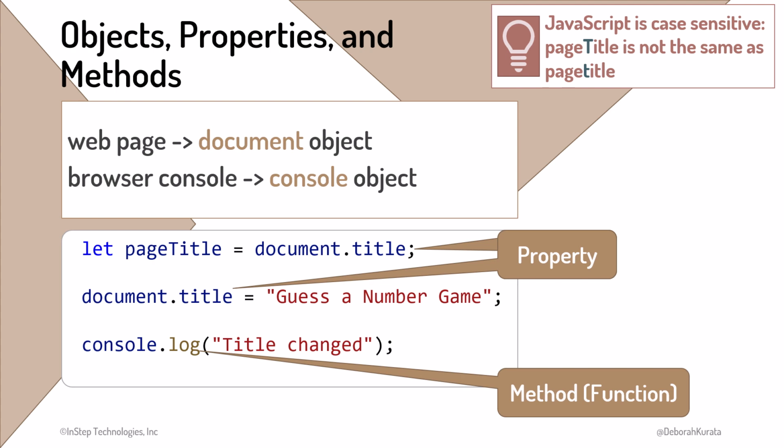In this example, we use the console object and call the log method. This writes the provided text to the browser's developer tools console. Between the parentheses, we pass in the text we want to write out. Since this is a text string, we enclose it in quotes.